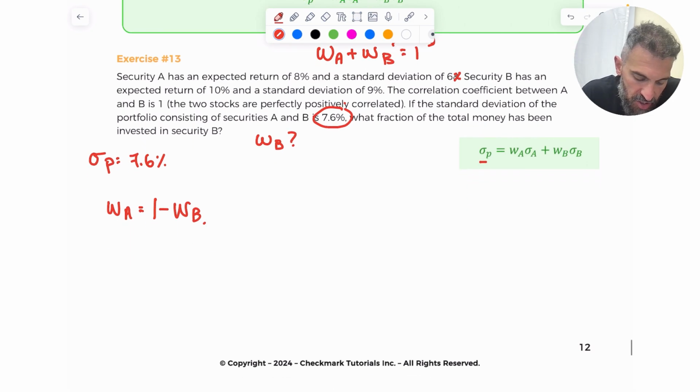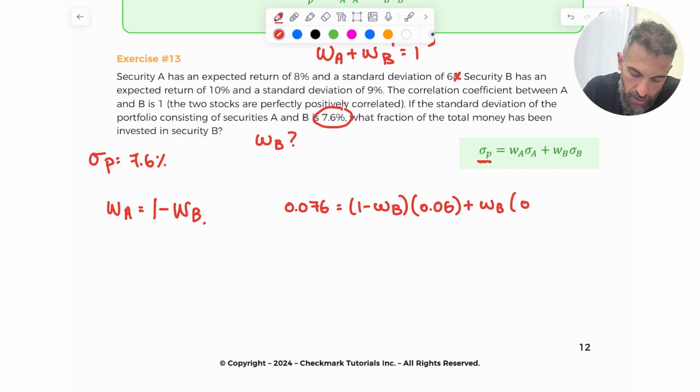So look, I've got the standard deviation of the portfolio. Instead of weight A, I'm going to write 1 minus weight B. That'll be like my X. That's what I'm solving for. Standard deviation of A is 6. Weight B, standard deviation of B is 9. And now look, you have just one unknown, a little bit of algebra, and you get there.